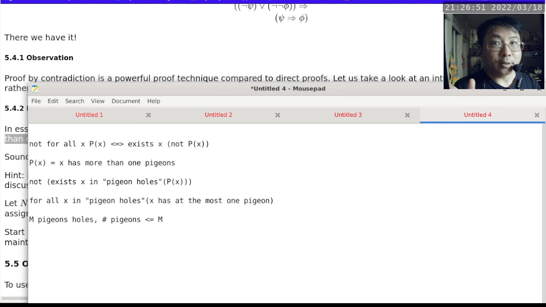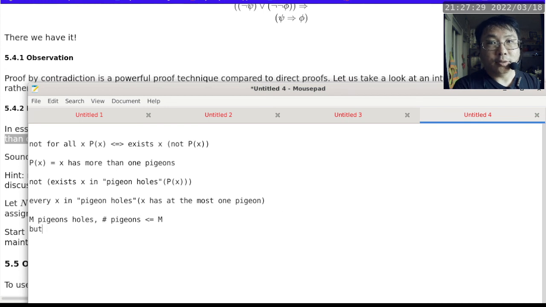The negated theorem states that every pigeonhole has at the most one pigeon. Because for all is basically every. If you don't like the more mathematician term for all, you can just say every. Every x, or every pigeonhole, has at the most one pigeon. So that means if you add up all the pigeons that are in the pigeonholes, the number of pigeons can be at the most m, right? I hope this is the kind of logical conclusion you come to.